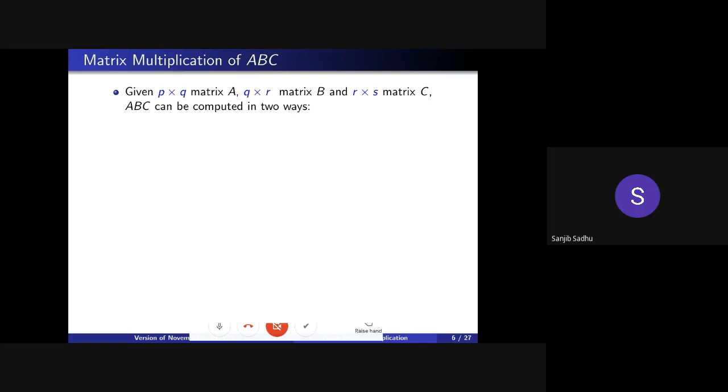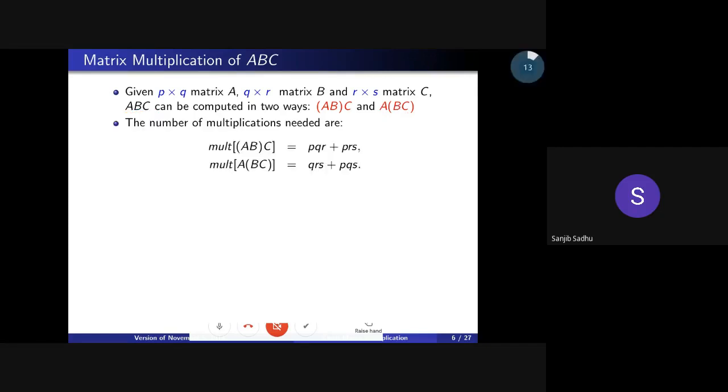Now say matrix A is P by Q, B is Q by R, and C is R by S. The multiplication can be computed in two ways: either first multiply AB and then C, or first BC and then with A. How many multiplications are needed? If you first multiply AB, the resultant matrix will be of order P by R. Then you multiply it with C, which is R by S. To multiply A and B you need PQR multiplications, and multiplying the result with C takes PRS. So the total number of multiplications in this case is PQR plus PRS. Is it clear?